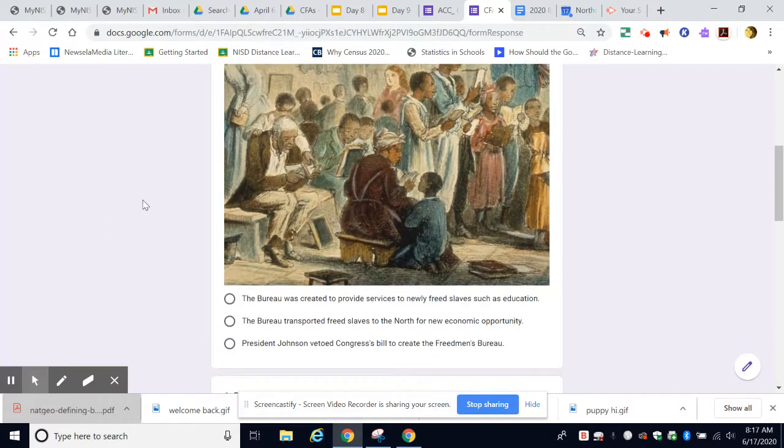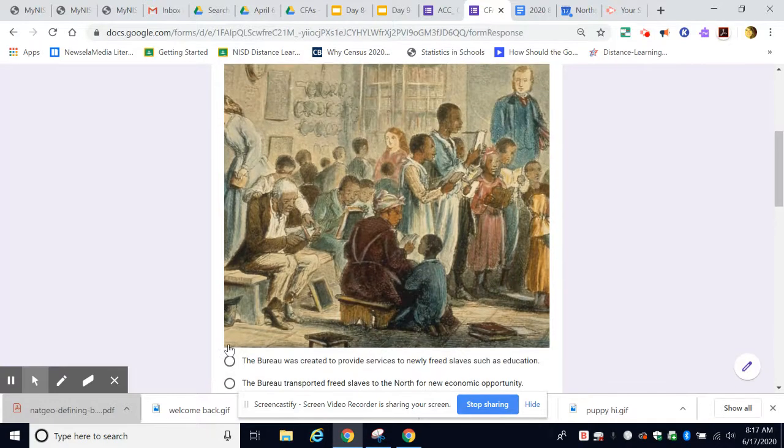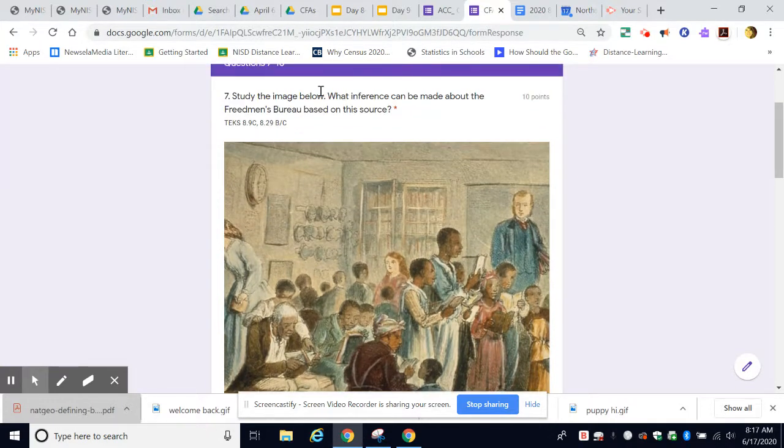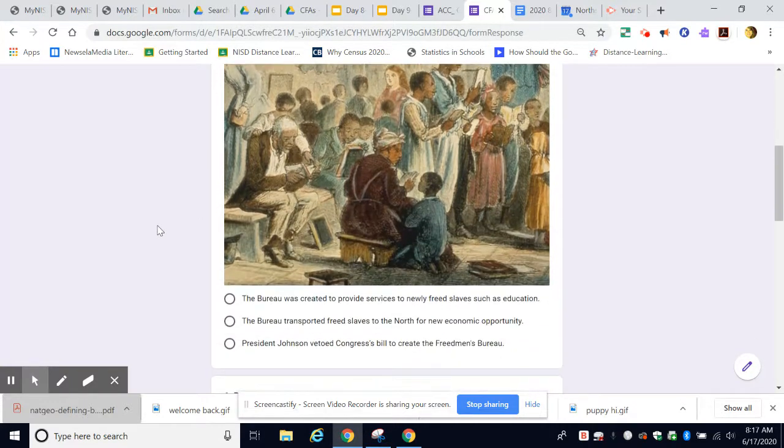Okay. And let's look at our answer choices. The Bureau was created to provide services to newly freed slaves, such as education. The Bureau transported free slaves to the North for new economic opportunity. President Johnson vetoed Congress's bill to create the Freedmen's Bureau. So again, what inference can be made about the Freedmen's Bureau based on this source? Go ahead and answer question number 7, please.